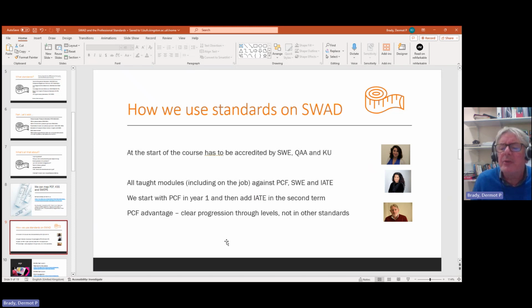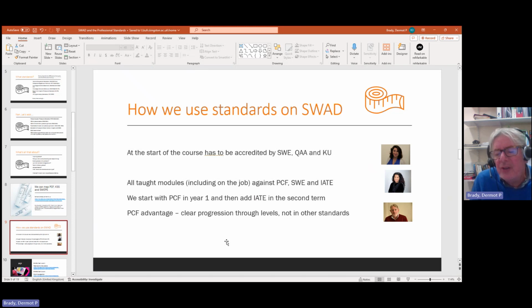So they're collecting evidence in a number of different ways. PCF has one distinct advantage, really, as far as I'm concerned, and I think that's our general consensus on the course, is that there's a very clear progression through the levels, through pre and post qualifying levels. The other standards do not have those things.